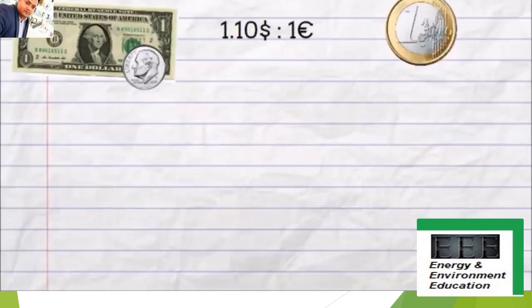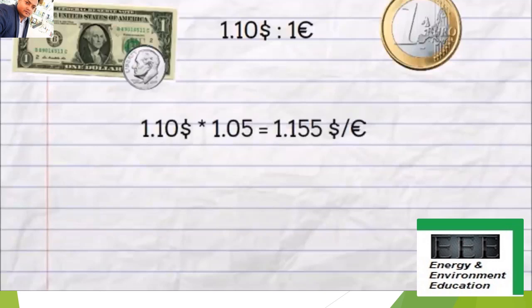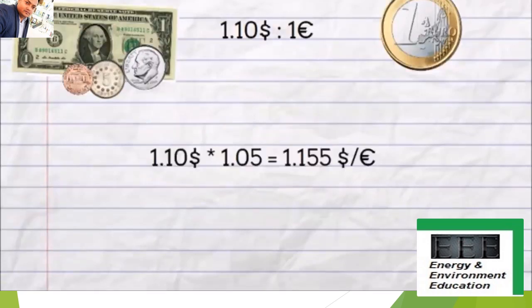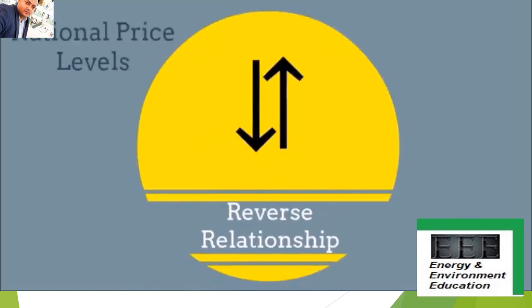If we expect US prices to increase by 5%, we calculate the following: 1.10 US dollars times 1.05 equals 1.155 US dollars per 1 euro, which is the new exchange rate. Now, you need more US dollars to get 1 euro. Therefore, the US dollar is depreciating while the euro is appreciating. As a result, there is a reverse relationship between the national price levels and currency values. Where there is inflation, the value of the currency depreciates and vice versa.